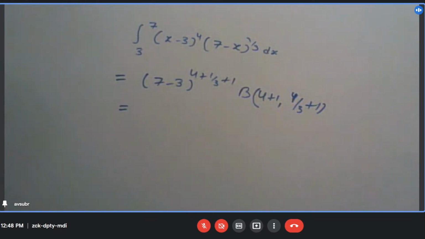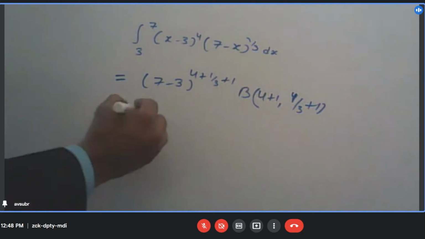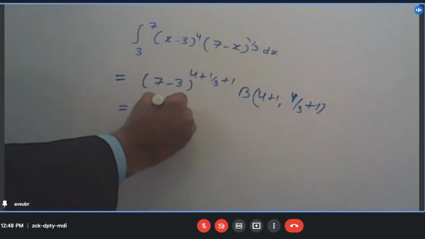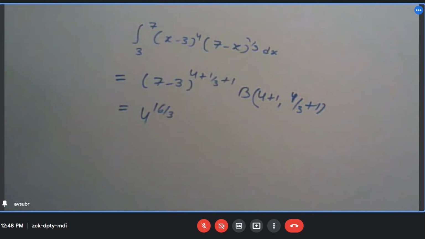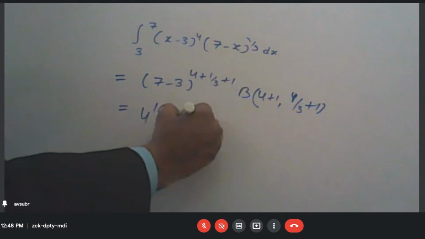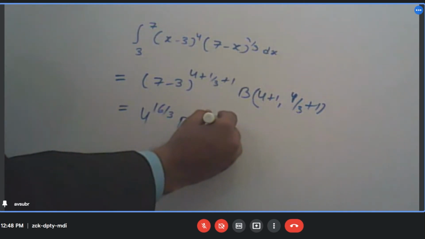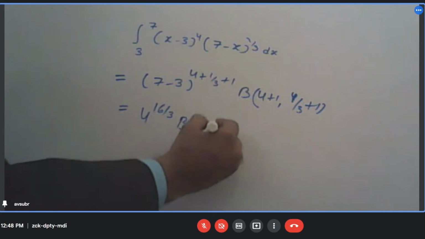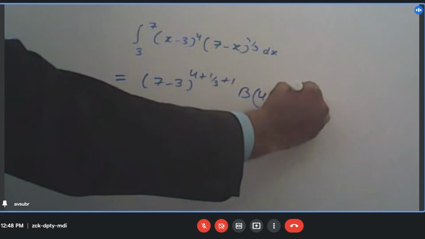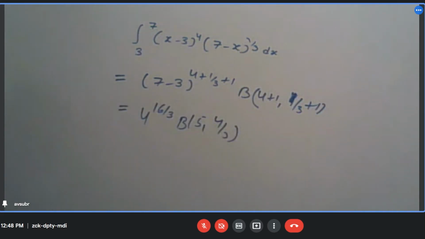I think it is properly visible. Okay. So now this can be written as 4 to the power 16 by 3. Sorry, 4 by 3, not 7 by 3. Can I write it like this? Now, 4 to the power 16 by 3.